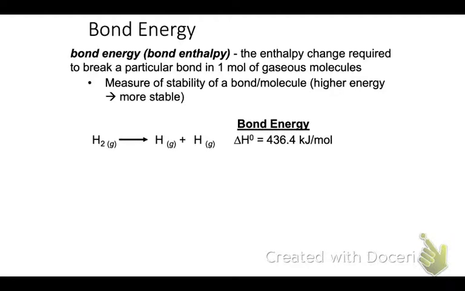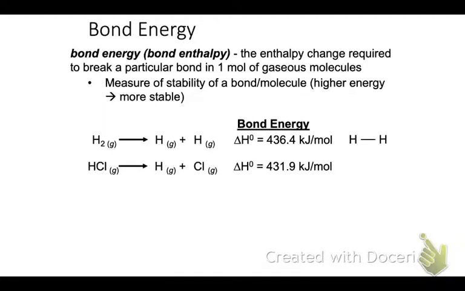If I have a covalent bond between 2 hydrogen atoms in a hydrogen molecule, breaking it means breaking it back to 2 hydrogen atoms. The amount of energy that I will put in, and it's endothermic, positive sign, is 436.4 kilojoule per mole. So every mole of a hydrogen molecule, breaking that bond will cost 436.4 kilojoule.